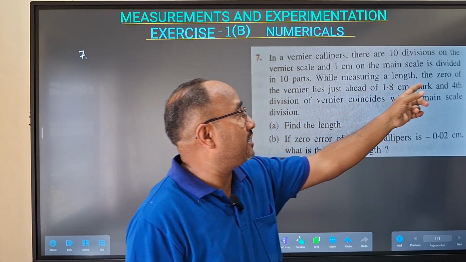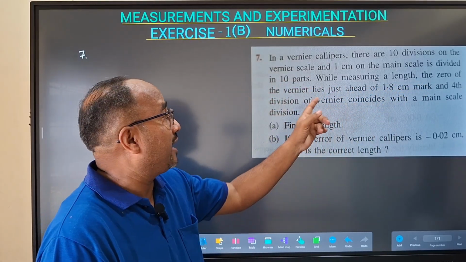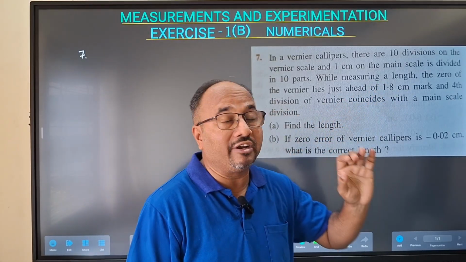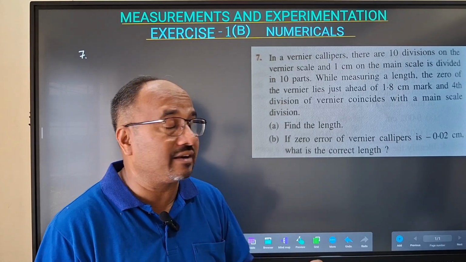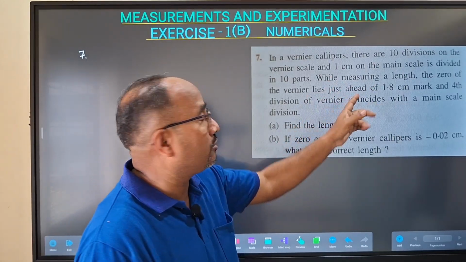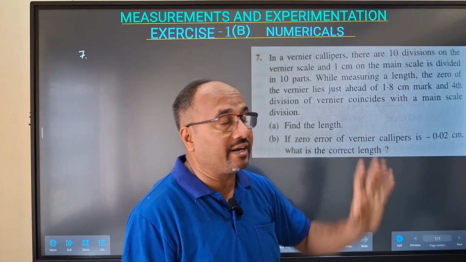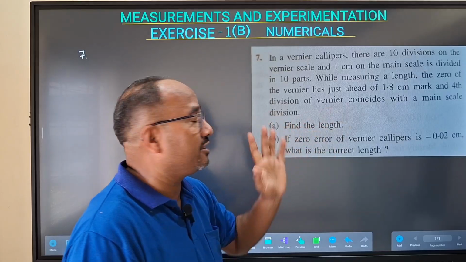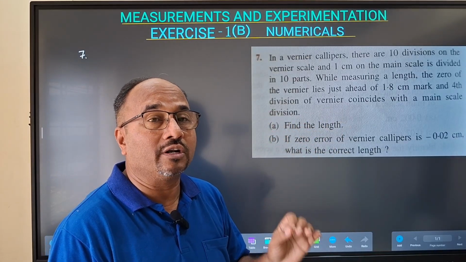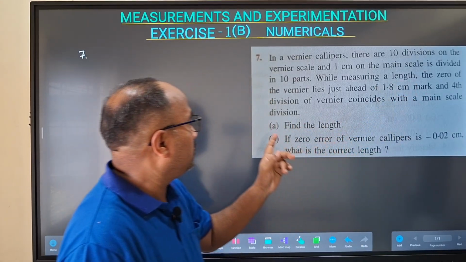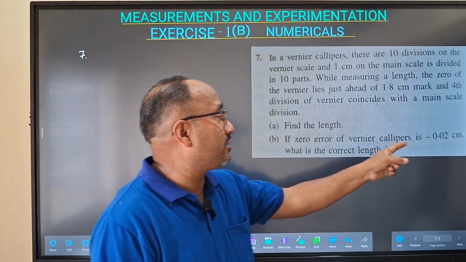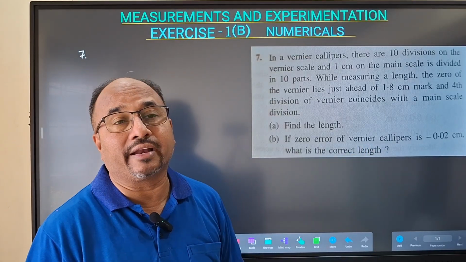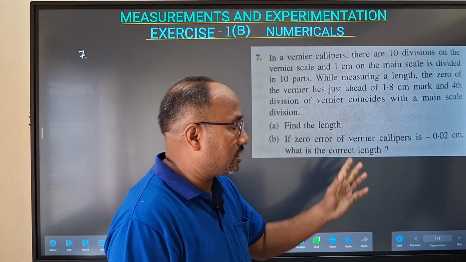While measuring the length, the zero of the vernier lies just ahead of the 1.8 centimeter mark. So remember, this is the value given to you. 1.8 centimeter is your main scale reading, because it is told that the zero of the vernier just lies ahead of the 1.8 centimeter mark. And the fourth division of the vernier scale coincides with a main scale division. So that gives you the vernier scale reading as 4. You have to find the length, and if the zero error of the vernier caliper is minus 0.02 centimeter, what is the correct length we have to find. So let us proceed to solve it.